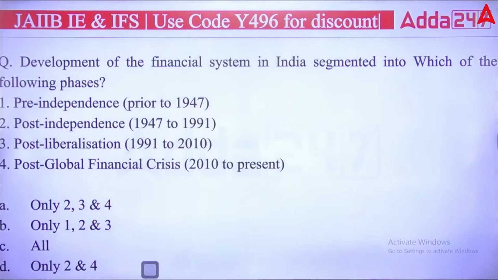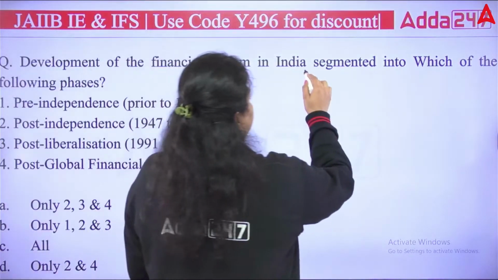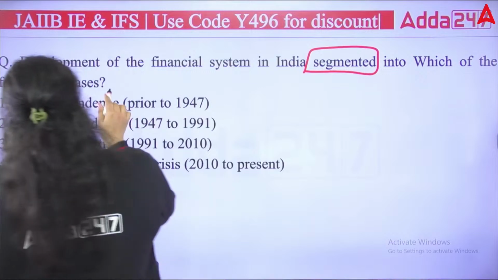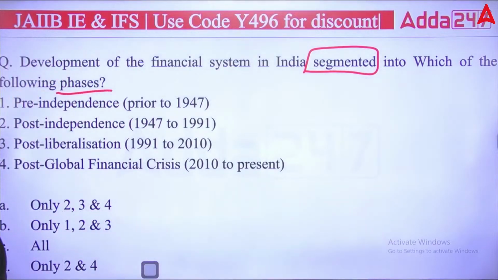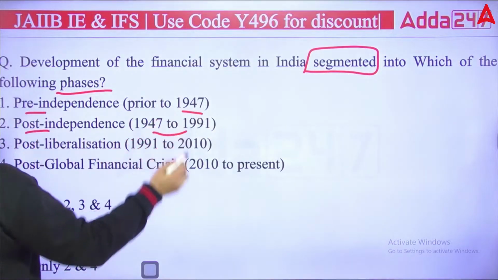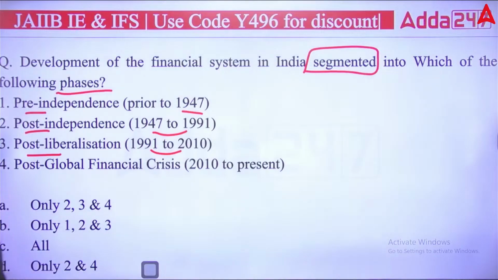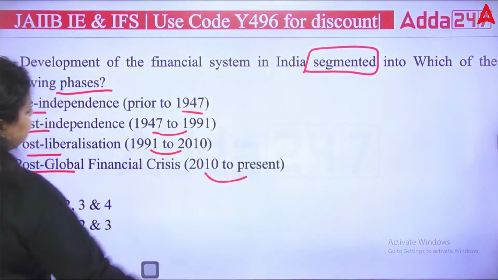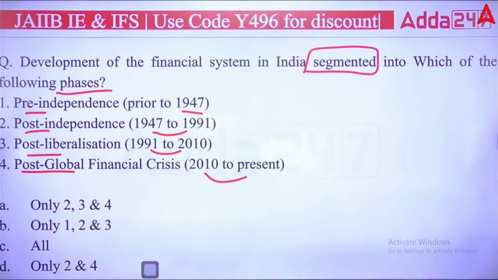Okay. The next question: the development of the financial system has been done in segmented form into which of the following phases? There were certain phases in which we have seen the development of the financial system in the country. Out of these, which phase is actually a part of the development of the financial system? First is pre-independence, prior to 47; post-independence, 47 to 1991; post-liberalization, 91 to 2010; post-global financial crisis, 2010 to present. So what are the phases out of these 4 by which we have done the development of the financial system? A, B, C or D?